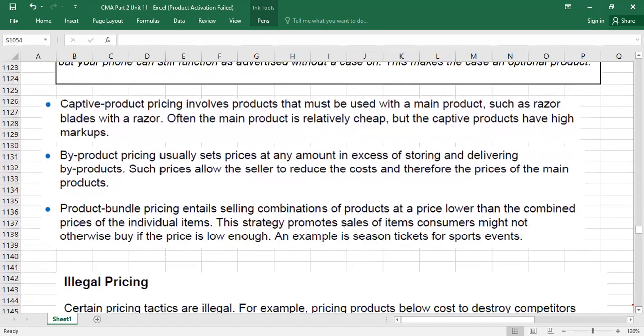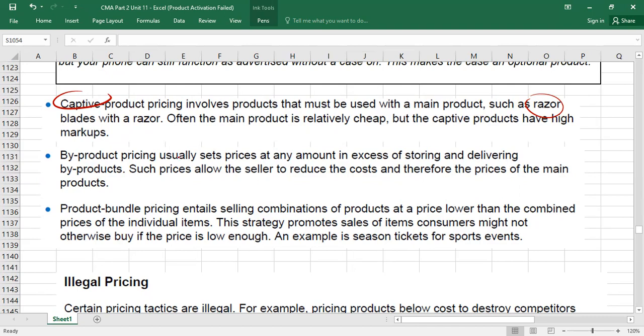Then we have captive product pricing. Captive is what? It is a very practical example. Say you buy a Gillette razor. Maybe the Gillette razor is a cheaper one. There are certain Gillette razors available in the market for which the blades can be replaced, right or wrong. So what is captive product pricing now?